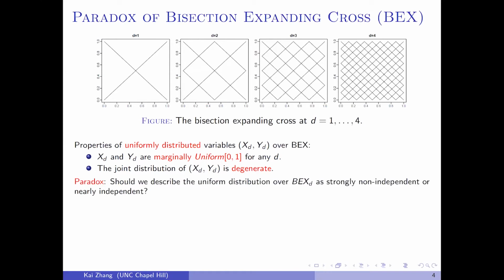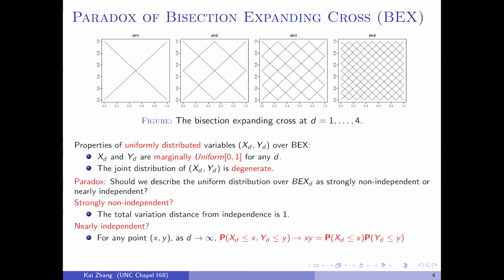That is, whether we shall describe the uniform distribution over the fractal as strongly non-independent or nearly independent. It appears to be strongly non-independent because the joint distribution is degenerate. So if we consider the total variation distance from this distribution to the uniform distribution over the square, which means independence, the distance is the maximal possible value 1. So in this sense, the distribution is far away from independence.